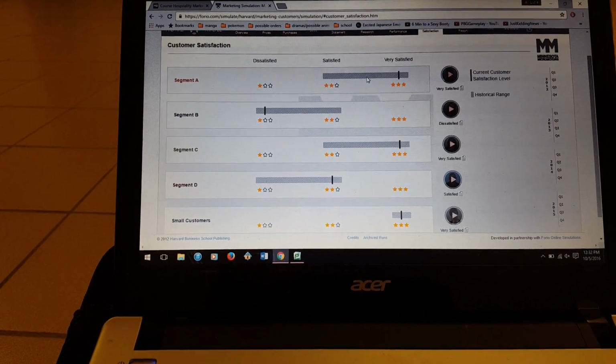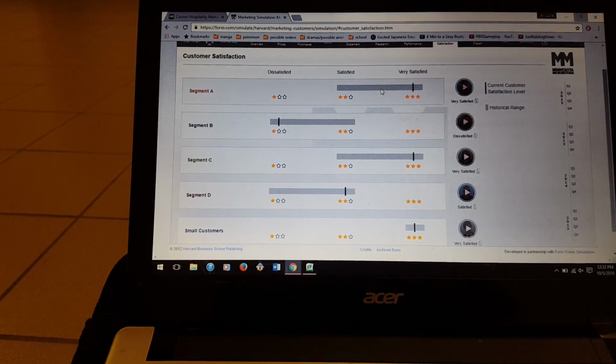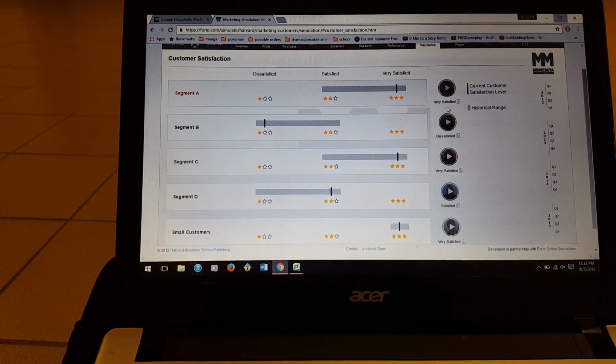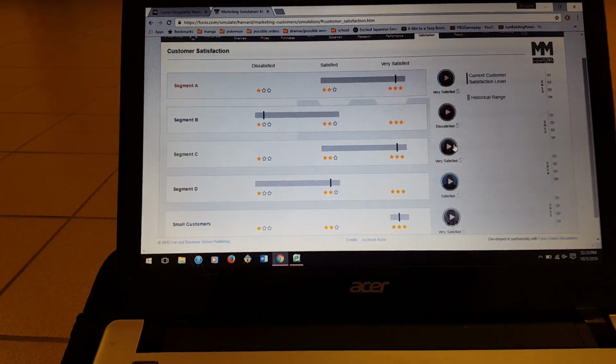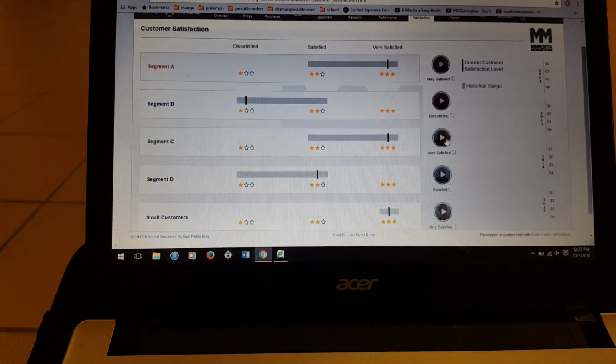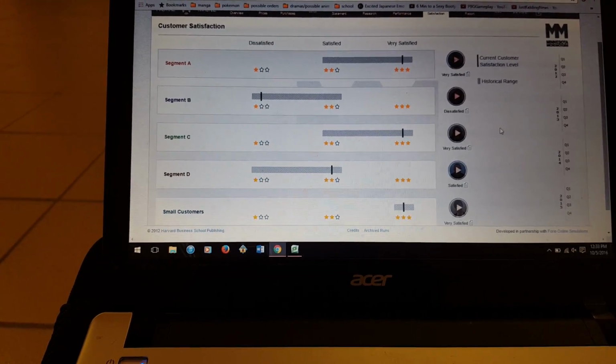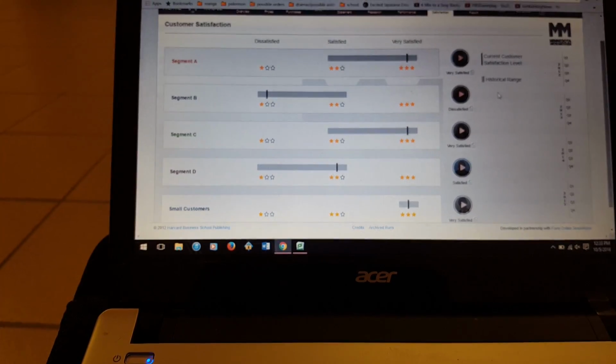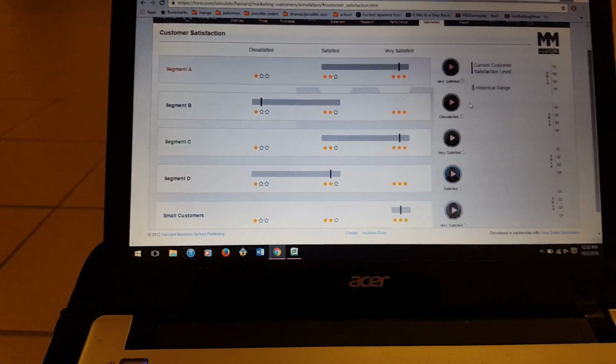The customer satisfaction tab is an extremely important part of the simulation. Basically it tells you how your segment is feeling about how your company is doing in their product. Segment A, as you can see, along with C and E. Segment A, C, and E are very satisfied in what I'm doing, along with segment D, who is price sensitive, is satisfied, and segment B, which is my competitors, is dissatisfied.